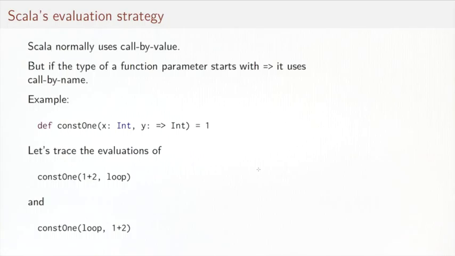Except that sometimes you really want to force call by name, and Scala lets you do that also. You do that by adding an arrow in front of the parameter type. So this function const1 takes an x parameter of type Int and a y parameter of type arrow Int, and that means that the parameter y is also an Int, but it will be passed call by name. So to demonstrate the difference between the two parameters, let's trace the evaluations of two expressions, const1(1 + 2, loop), and const1(loop, 1 + 2).